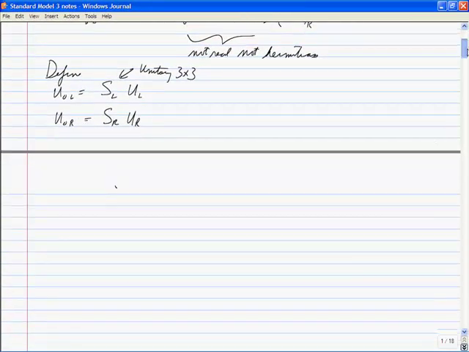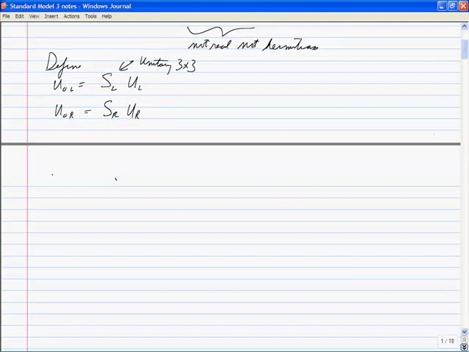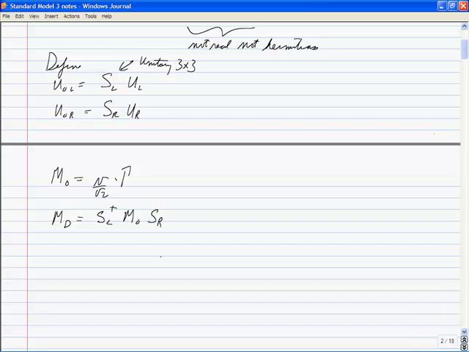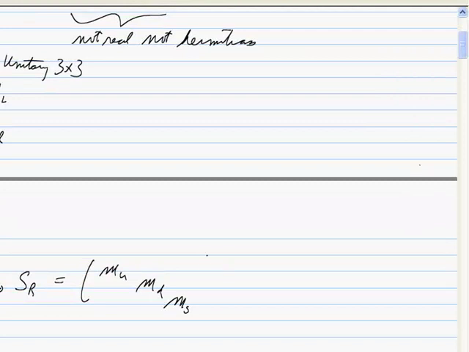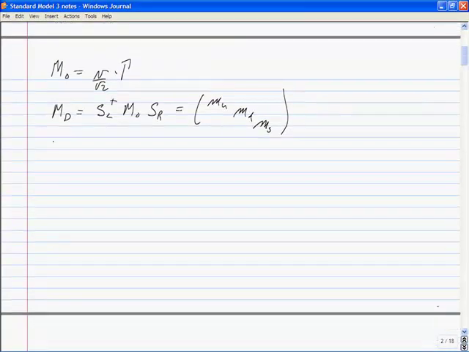So our goal is, if we start with M0, which is v over the square root of 2 gamma as a matrix, we want M diagonal to be S_L dagger M0 S_R, and we'd like that to be m_u, m_d, m_s. Okay, can we do it?